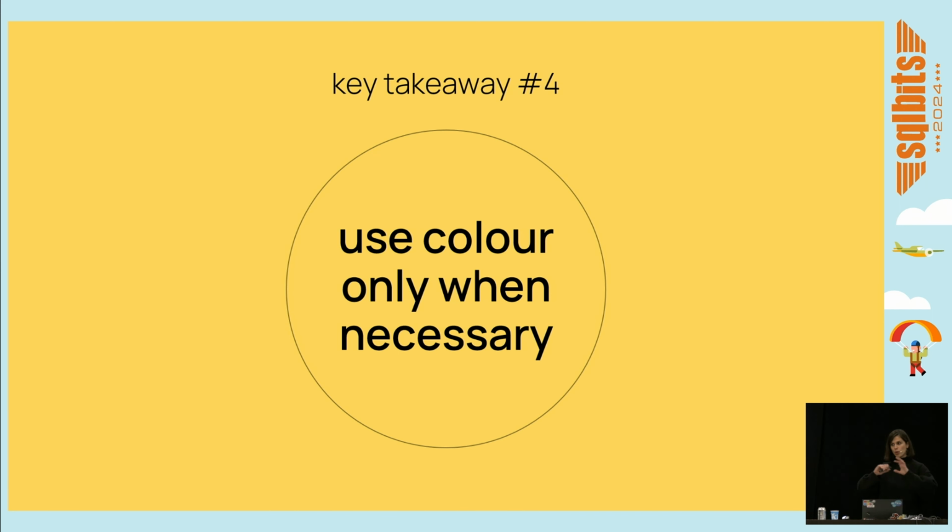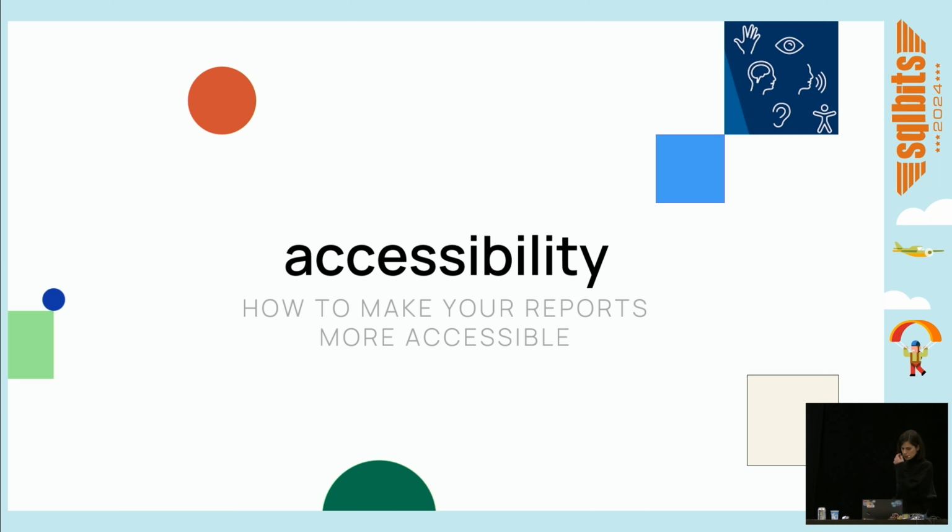So now that we know where to place this information and how we can use color, the next point is accessibility. Colors can also play a big role when it comes to accessibility, and they can help us make our designs more accessible to our users. And accessibility is crucial for ensuring that our reports can be used and understood by everyone.